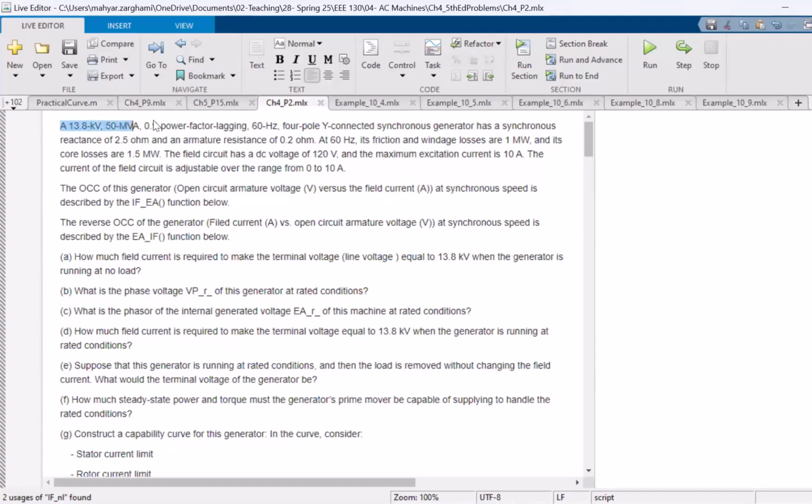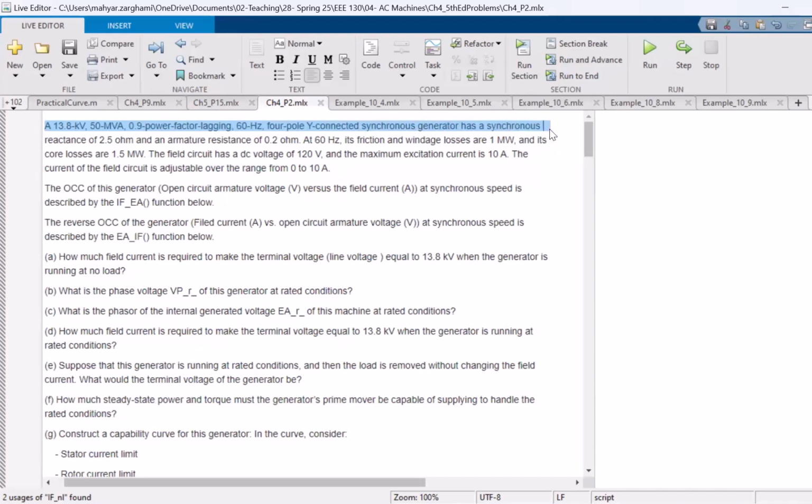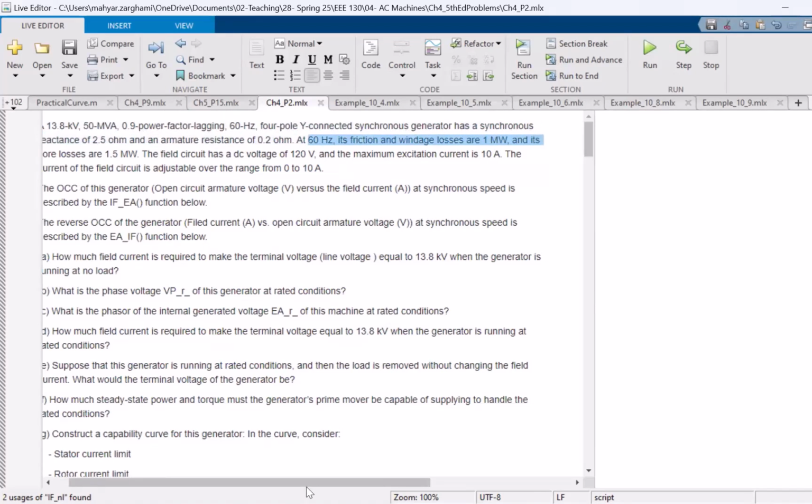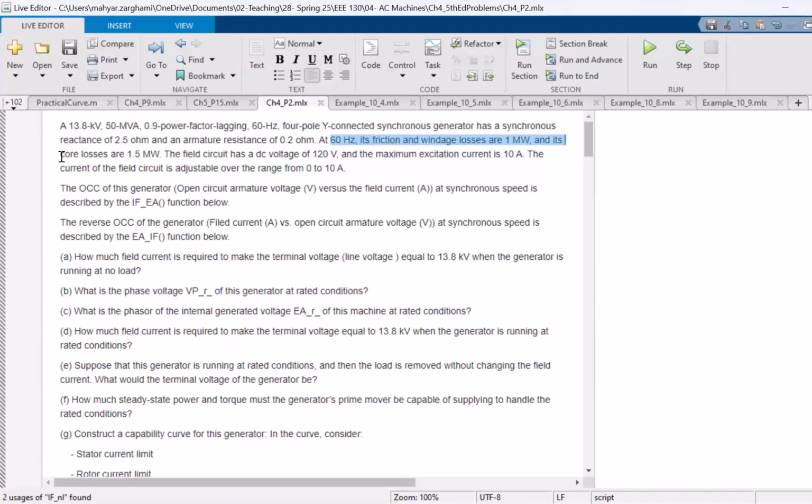We have a 0.9 power factor lagging, 60 hertz, 4-pole, Y-connected synchronous generator. There's a synchronous reactance of 2.5 ohms and an armature resistance of 0.2 ohms at 60 hertz. Friction and windage losses are 1 megawatt, and the core losses are 1.5 megawatts. The field circuit has a DC voltage of 120 volts, and the maximum excitation current is 10 amps. The field circuit current is adjustable over 0 to 10 amps.